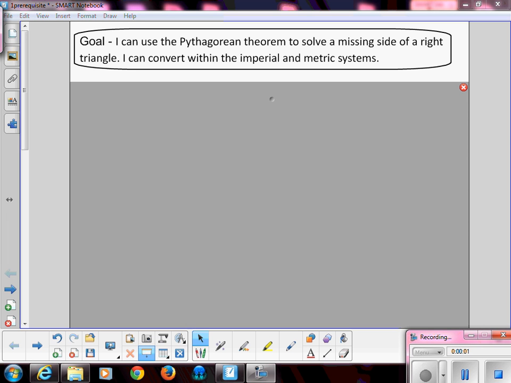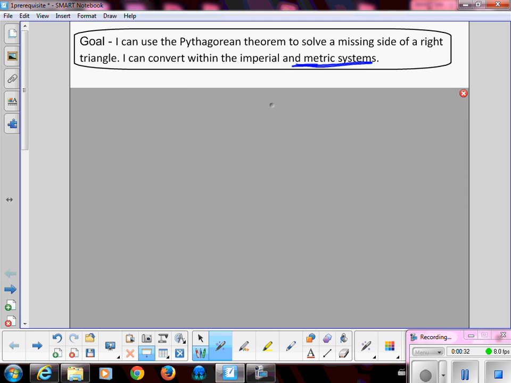So our first prerequisite skill is something you've been doing since elementary school. Our goal today is I can use the Pythagorean theorem to solve the missing side of a right triangle. You've been doing that for many, many years. The other thing we're going to look at, probably in the next video, is I can convert within the imperial and metric systems. You've worked with metric since elementary school, but you haven't really examined it as much in high school. So we're going to take a look at both of those.